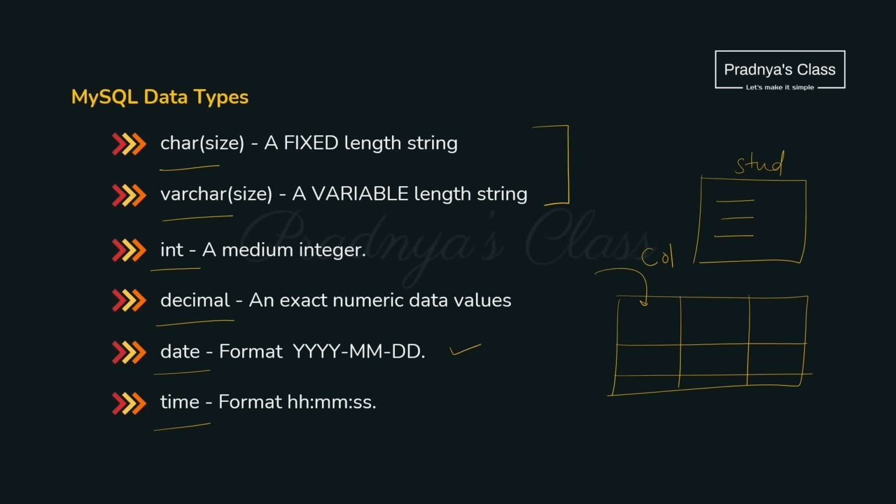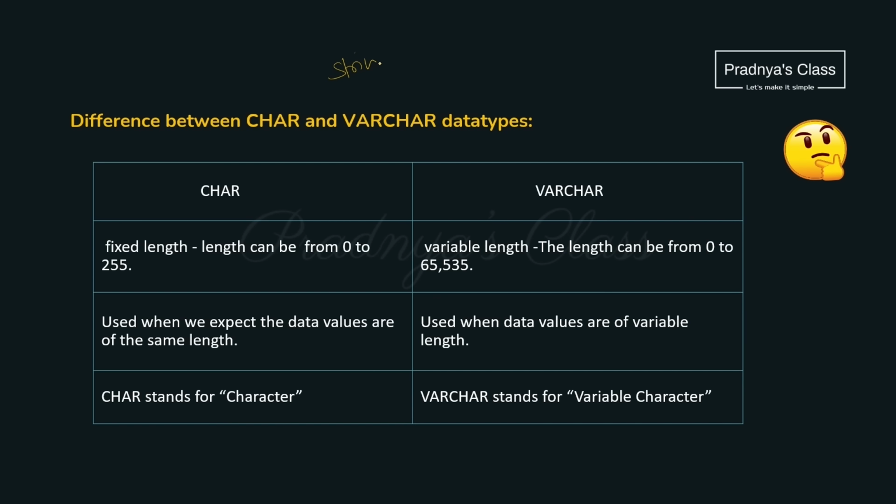And for time, we have time. For storing string data type, we have two types. Then what's the difference between them? Character data type is of fixed length. It provides 0 to 255 range. Whereas varchar is of variable length, and here is the limit for it.